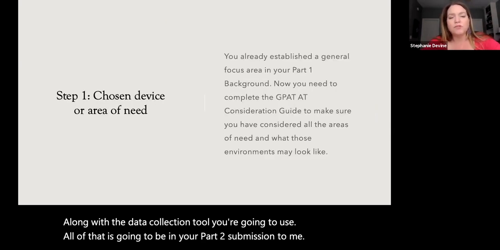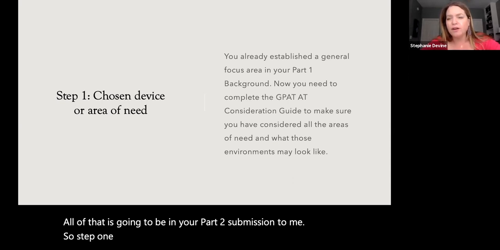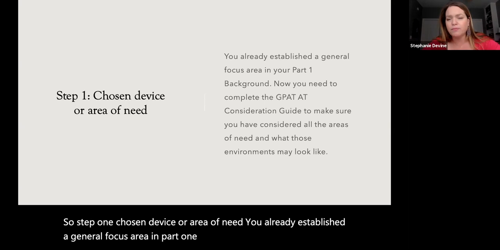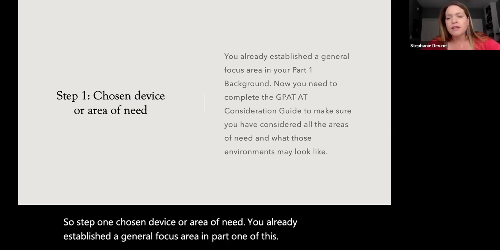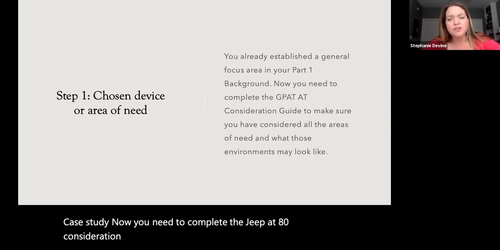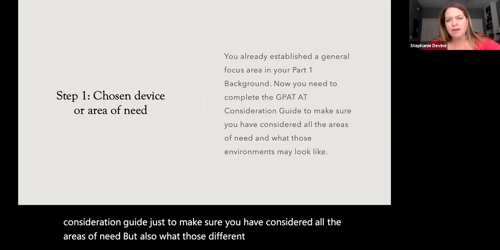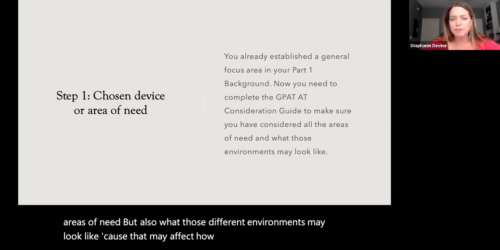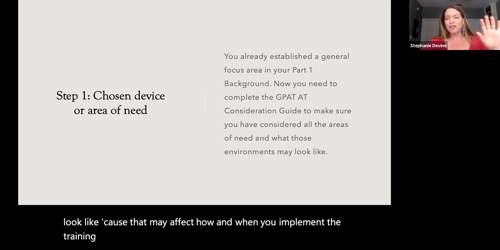So step 1, chosen device or area of need. You already established the general focus area in part 1 of this case study. Now you need to complete the GPAT AT consideration guide just to make sure you have considered all the areas of need, but also what those different environments may look like, because that may affect how and when you implement the training and who all you need to involve in that training process.